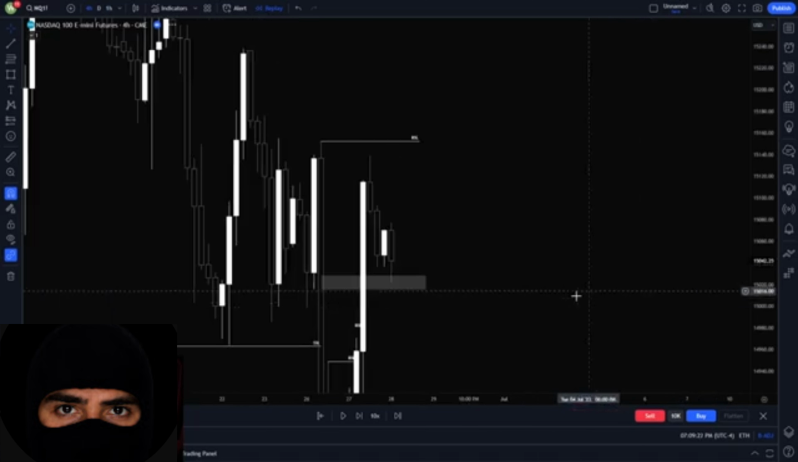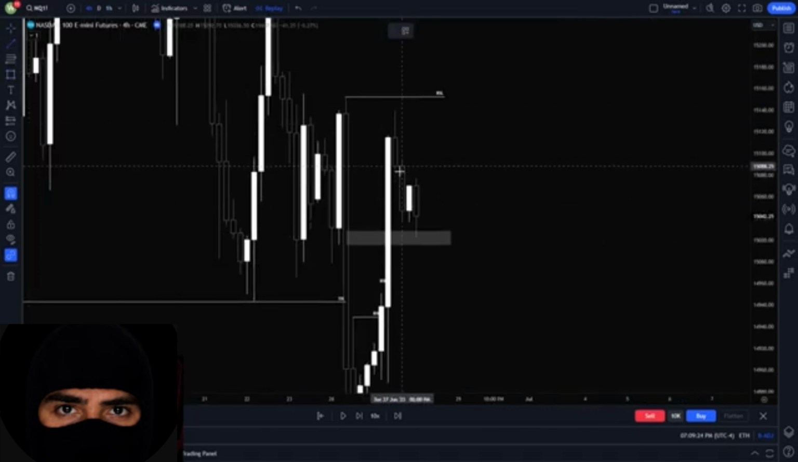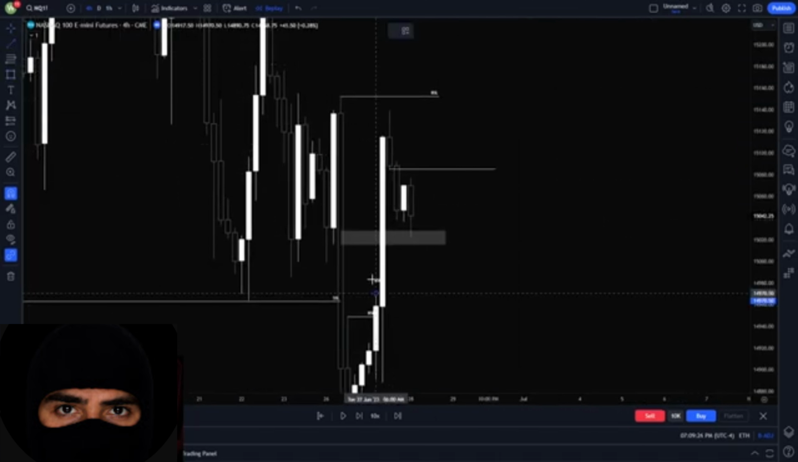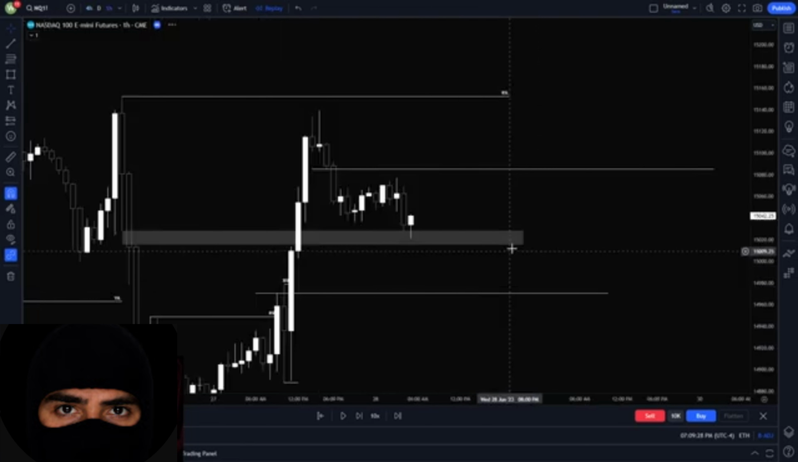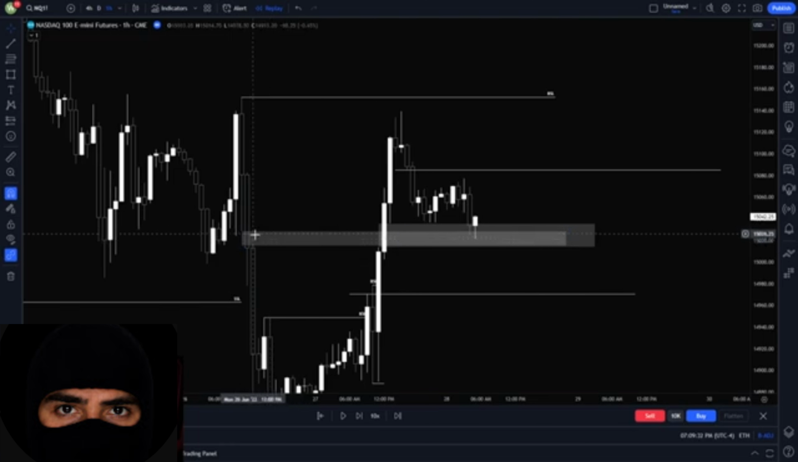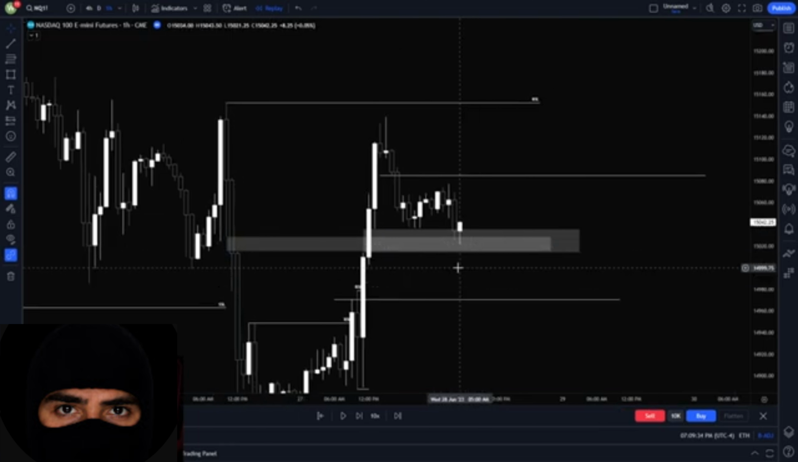We have a big 4 hour. We have a huge 4 hour fair value gap that we're coming back into. We have a 1 hour fair value gap that we're coming back into. And we have this 1 hour inverse fair value gap, right? We're aligning all these things. Okay, now we zoom in, right? So this gives me confidence.